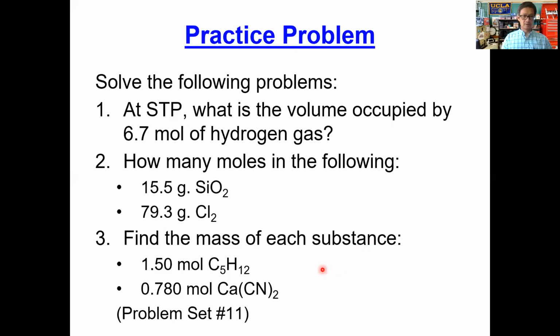Okay, let's go ahead then, folks, and work these problems out here. Let's work out the first one. If you read the first one, they tell you that at STP, so hopefully you recognize that, what is the volume occupied by 6.7 moles of hydrogen gas? You have a gas at STP. So we're starting out with 6.7 moles of hydrogen gas.